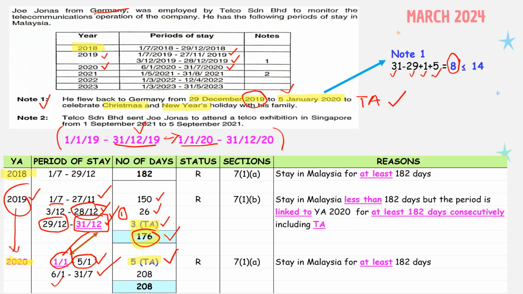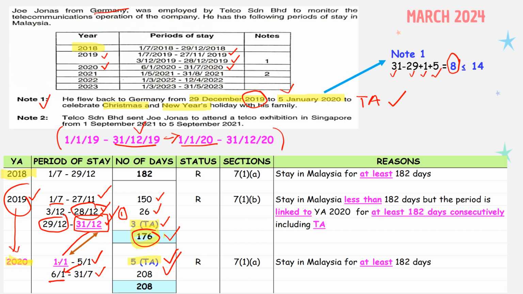So what should we do when it is not enough, everyone? Go down. Just now it was until 5th January, betul? Go down here and make sure the period is consecutive. After 5th January comes 6th, isn't it? Consecutive. So now, 6th January until 31st July. The period is consecutive, right? How many days? 208. So how many days do we get from 2020? TA 5 days plus 208, in fact the total of these two is more than 182, isn't it?